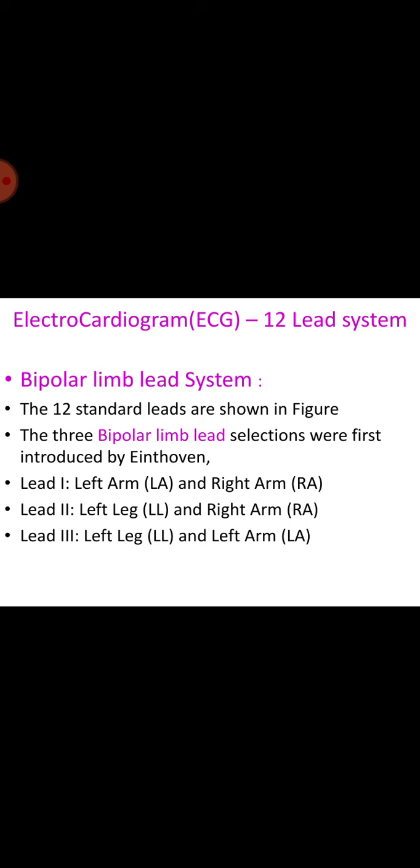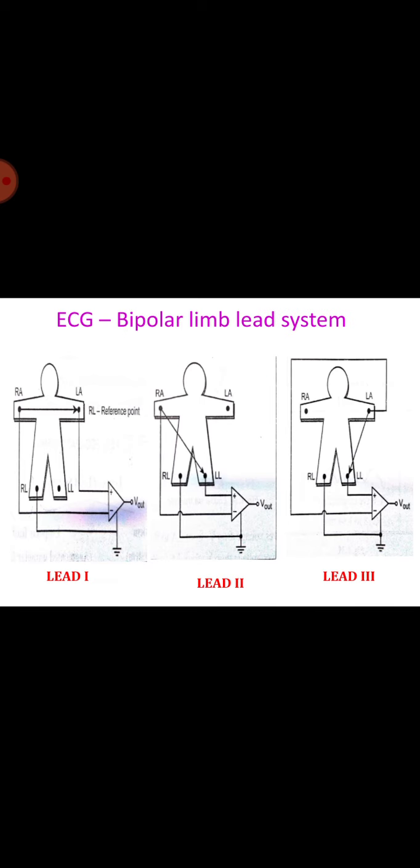The following shows the positions of the standard limb leads. Lead 1 is left arm and right arm, lead 2 is left leg and right arm, and lead 3 is left leg and left arm. So the right leg is only for ground reference, and these three leads are called bipolar because the ECG is recorded from two electrodes and the third electrode is not connected, since a selection is made among the available active electrodes.